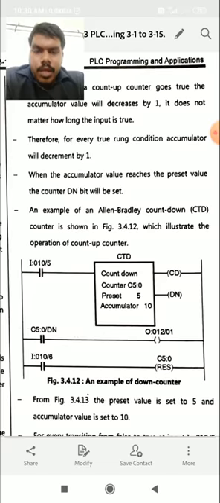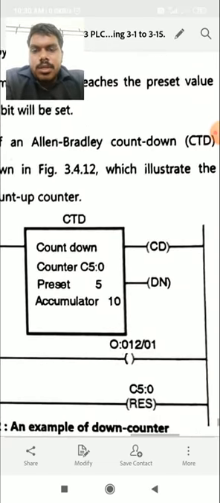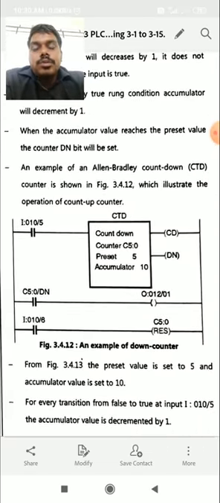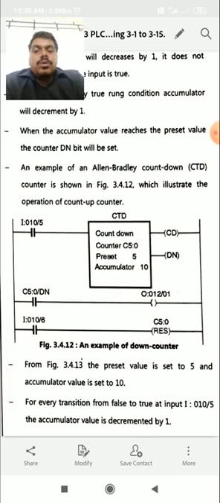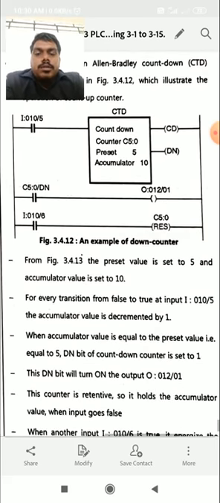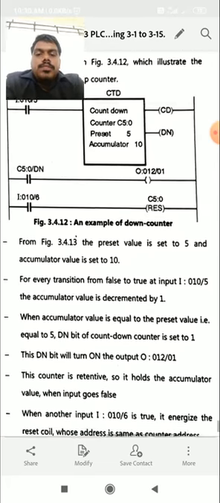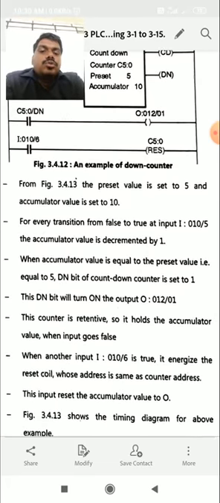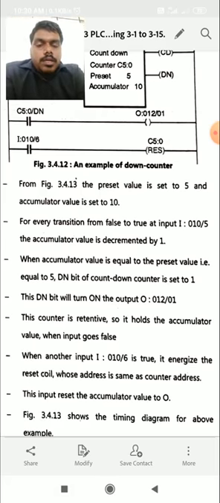Very simple. In the example shown here, the counter is C. The preset value is 5 and the accumulator value is 10. For every transition from false to true at input, the accumulator value will decrement. At the start, the condition is false. When it becomes true, then the 10 will become 9. It will decrement by 1 whenever the rung condition becomes true.